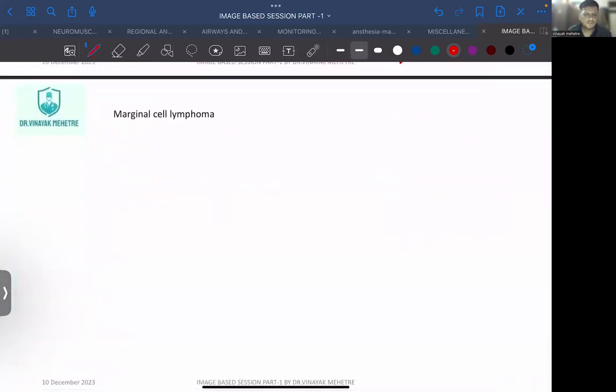Marginal cell lymphoma. Chromosome number. Anyone? Chromosome number. Yes. Calculate the alphabet. How many alphabets are there?